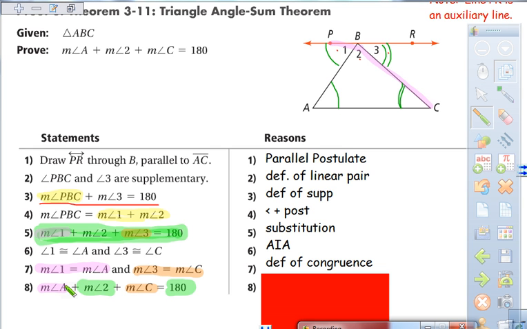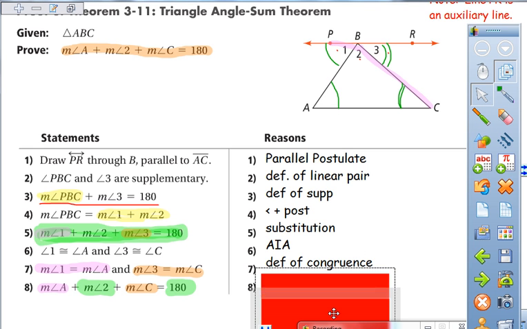If we look at what's happening on step 8, we have A plus 2 plus C equals 180. And that's what we wanted to happen in our proof. So we're going from step 5 to step 8. 1 is really equal to A. We said that in step 7. So we replaced the 1 with an A. The 2 stayed the same. And 3 and C are the same, so I replaced the 3 with the C. Now I can say that pink plus green plus orange is equal to 180. Again, that would be substitution.